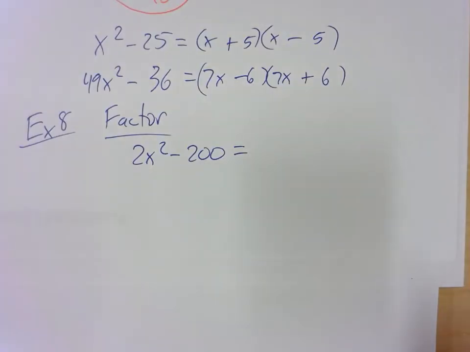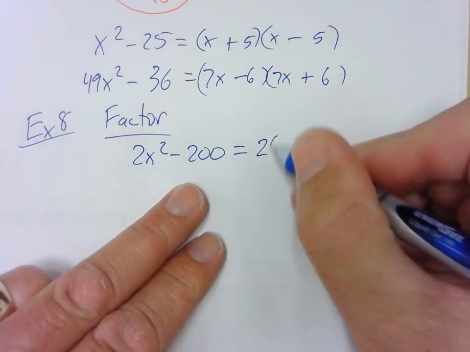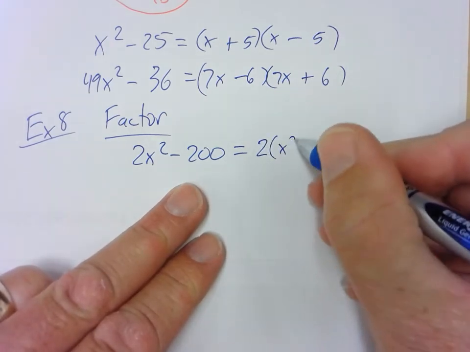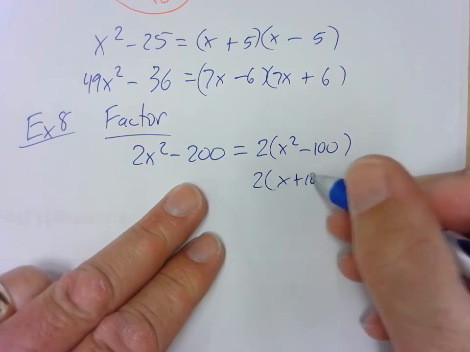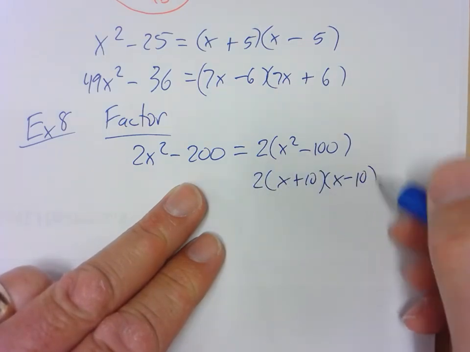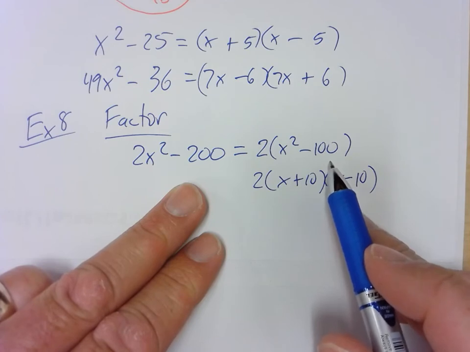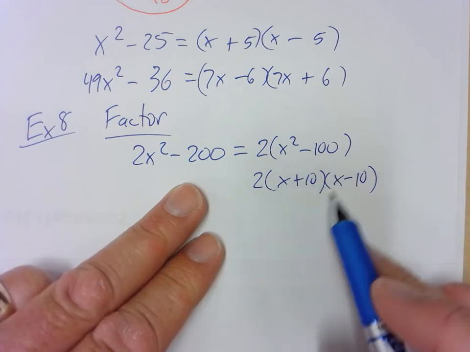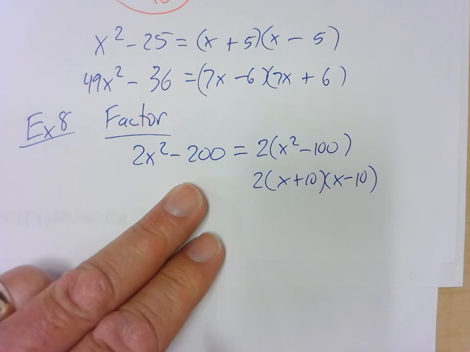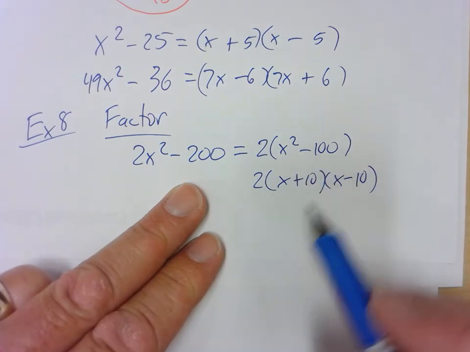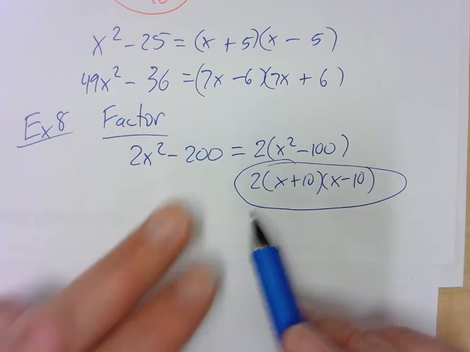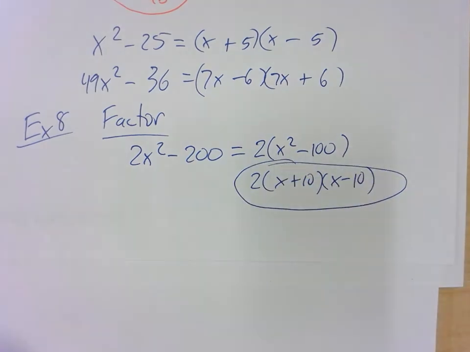So what we need to do is take a 2 out of this, that's the common factor, and then x plus 10, x minus 10. So 100 is 10 times 10, and then we get negative 10, positive 10, makes no x's in the middle. This times this makes this. This is the correct answer here. So I factored it twice, took out the common factor, and then factored again.